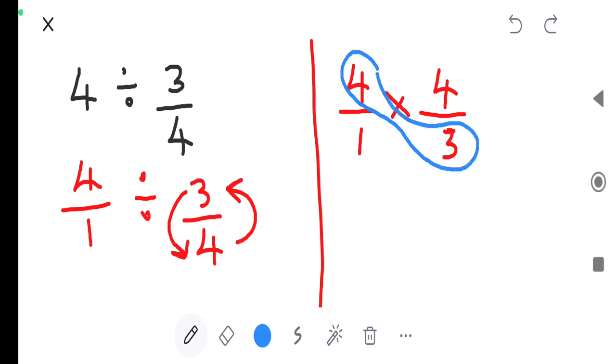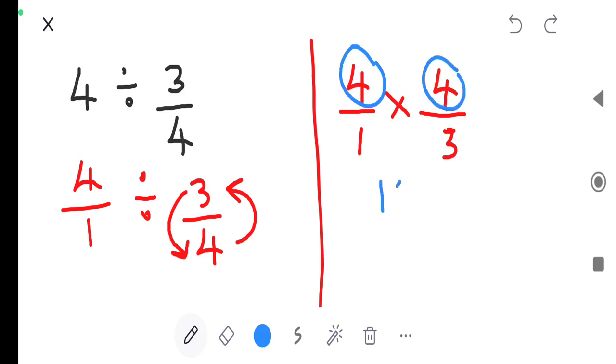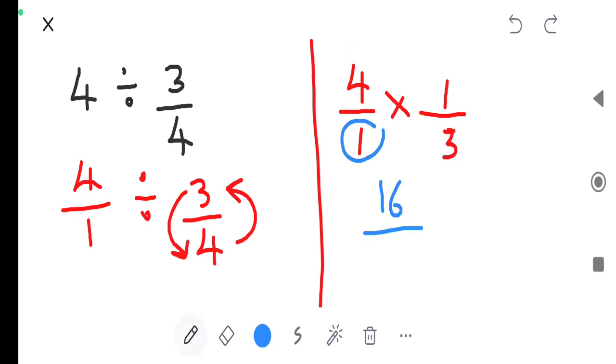So what you do is you multiply the numerators. 4 times 4 is 16. Over, multiply the denominators. So you do 1 times 3, and that gives you 3. Now you can't stop here because 3 is carrying a bigger number, so you have to write 16 over 3 as a mixed number. So you draw your division symbol, then inside you put 16, then you put 3 here.